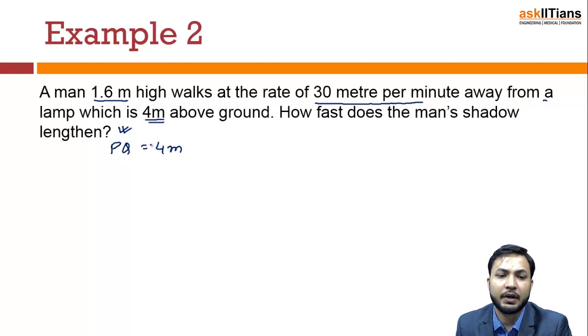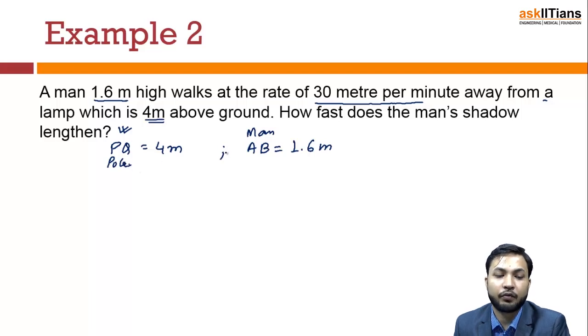Alright, simple enough. Now from this, this is my pole. Let AB be the man, so this will become 1.6 meters. This is my man, this is my pole. Now, from this, I can calculate that I will have two different kinds of triangles.